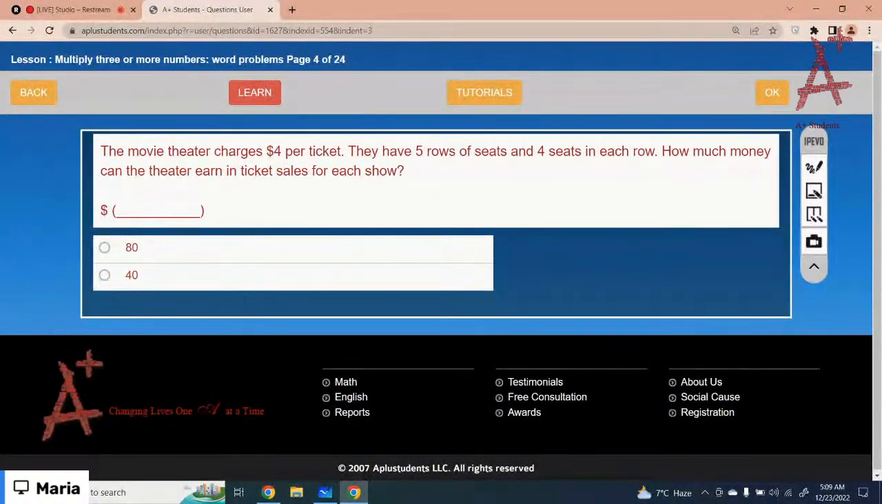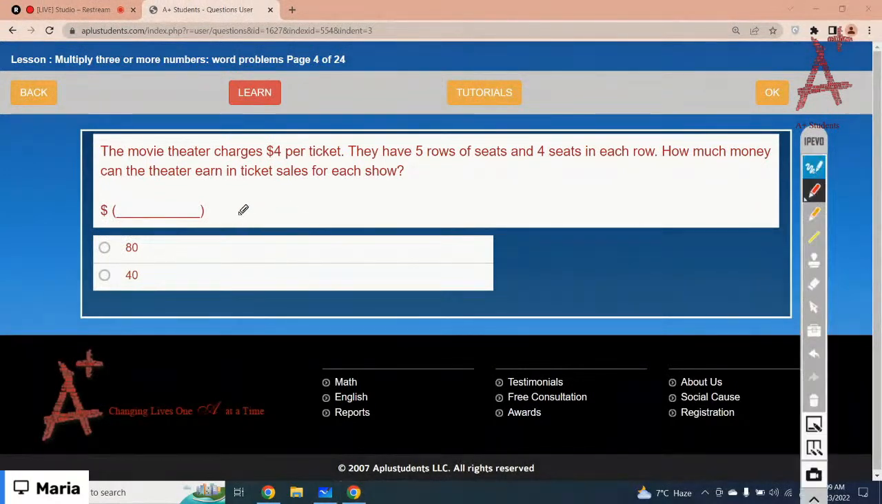Okay, the next one is the movie theater charges $4 per ticket. They have 5 rows of seats and 4 seats in a row. How much money can the theater earn in ticket sales for each show? Got it? The cost of one ticket is $4 and they have 5 rows of seats and 4 seats in a row. Each row has 4 seats and the total rows are 5 and each ticket costs $4.